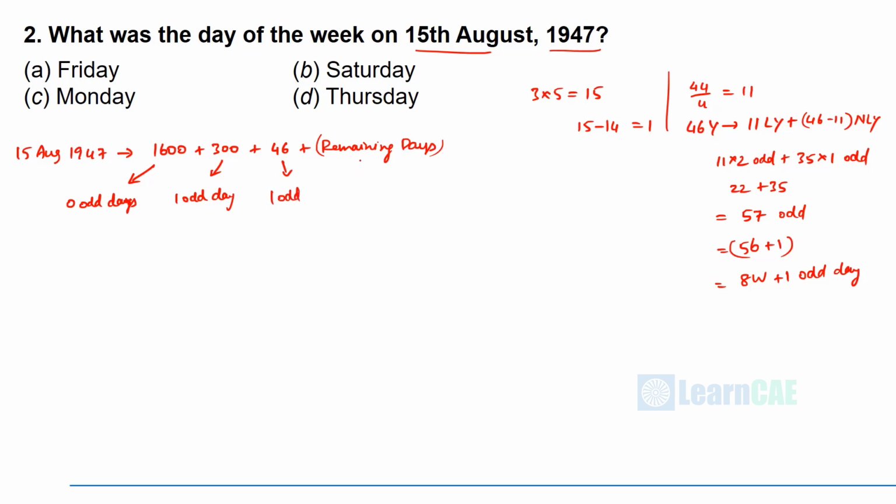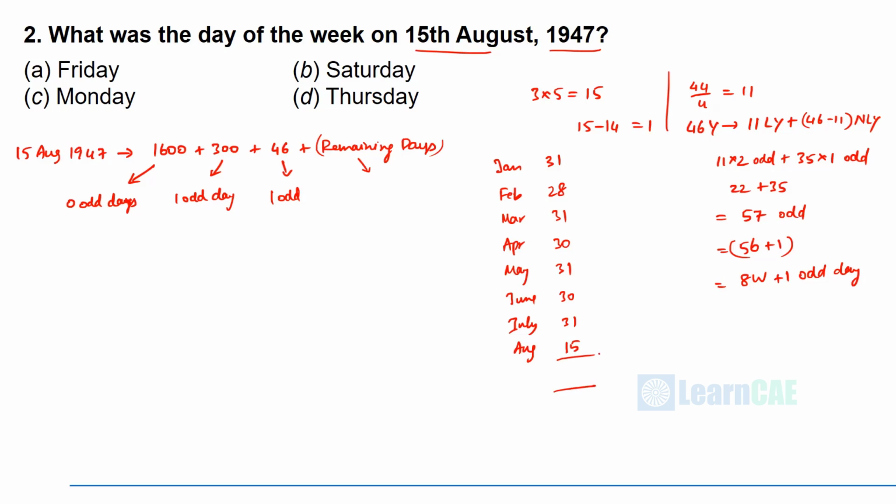Next, we have to find out the remaining days. The remaining days are Jan, Feb, March, April, May, June, July, August. January has got 31 days. February, this is a non-leap year, therefore it is 28 days. March 31, April 30, May 31, June 30, July 31, August it is 15 days.